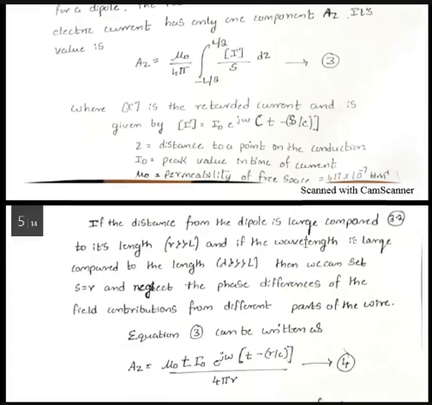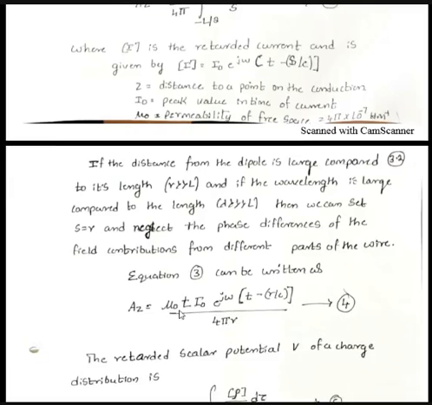If the distance from the dipole is very large compared to its length and also compared to the wavelength, then we can say S is equal to R, and neglect the phase differences of the field contributions from different parts of the wire. In that case the equation reduces to Az equals mu naught L I naught e raised to j omega into (t minus r by c) divided by 4 pi r.